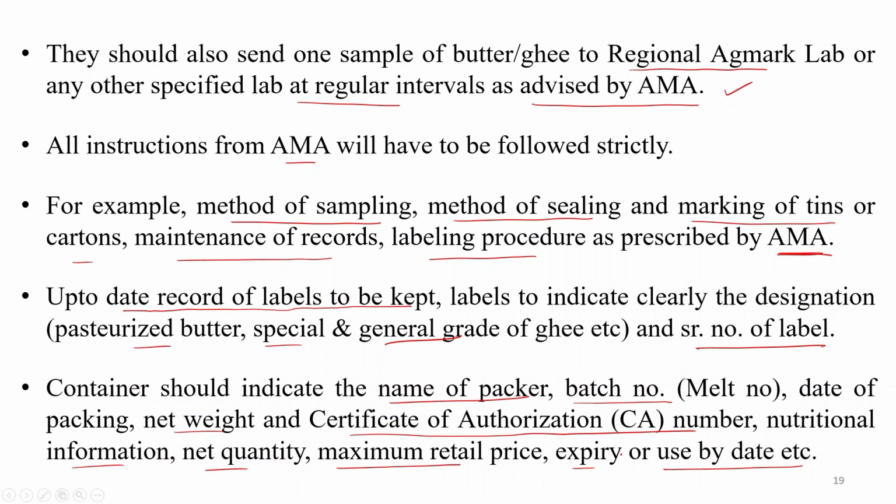So these are the requirements for the labels of the container, what all is to be indicated on the packet, as given under the Act and the rules: name of the packer, batch number, date of packing, net weight, certificate of authorization number, nutritional information, net quantity, maximum retail price, expiry or use by date. All these should be mentioned on the label of the packing container.